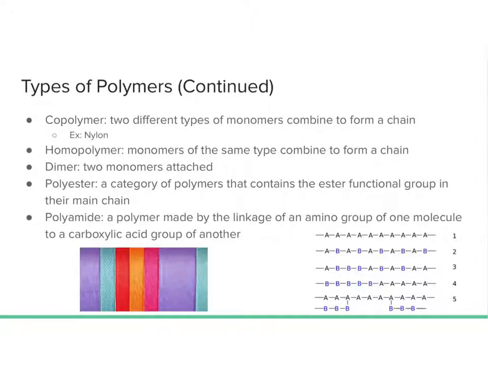Polymers can be copolymer, in which two different types of monomers combine to form a chain, as seen in rows 2 through 5. On the other hand, others can be described as homopolymer, in which monomers of the same type combine to form a chain, like in row 1.